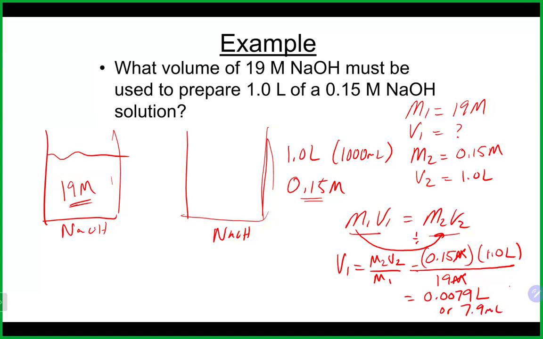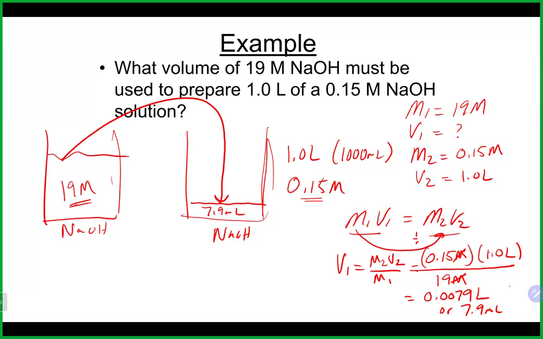So what does that number really represent? That number represents you would go over to your 19 molar bottle, which is more concentrated. You would take out of there, I'll just do it in milliliters, 7.9 milliliters of that 19 molar solution into your new beaker, basically, right?